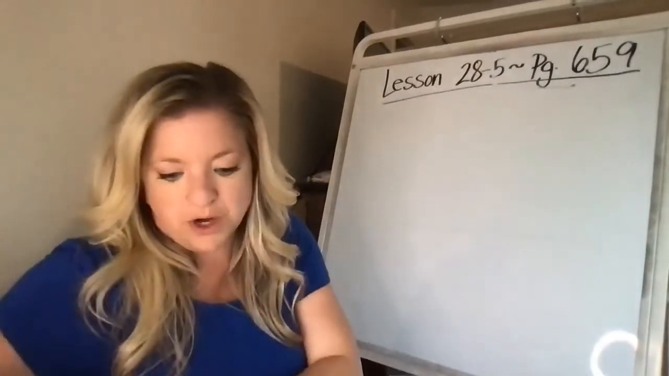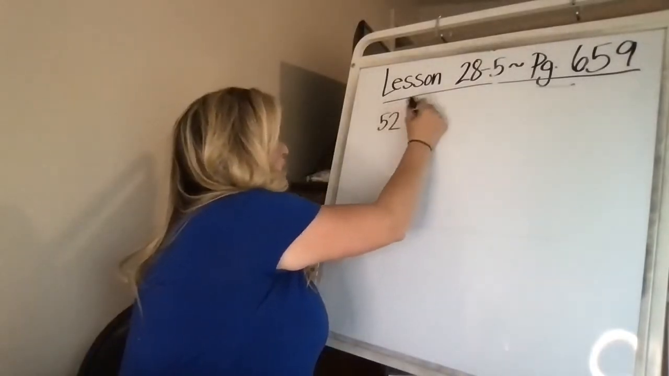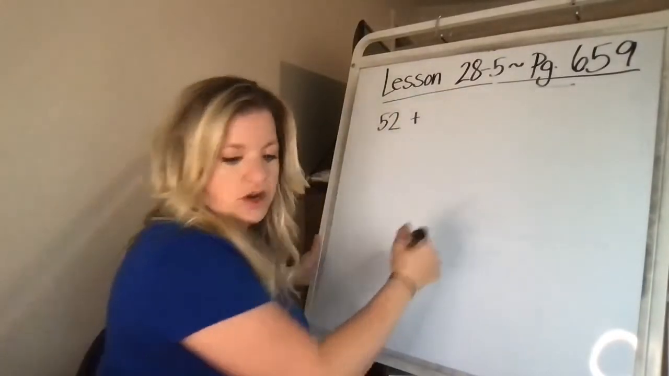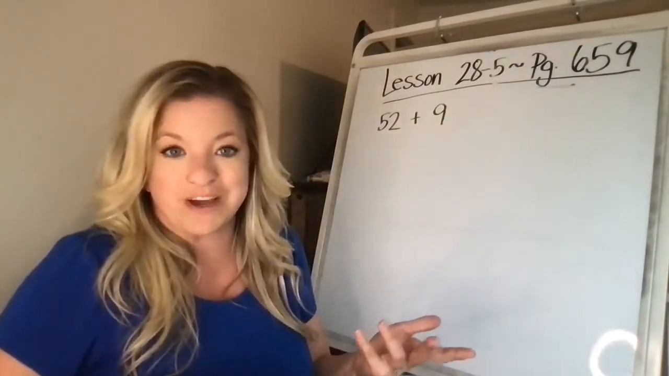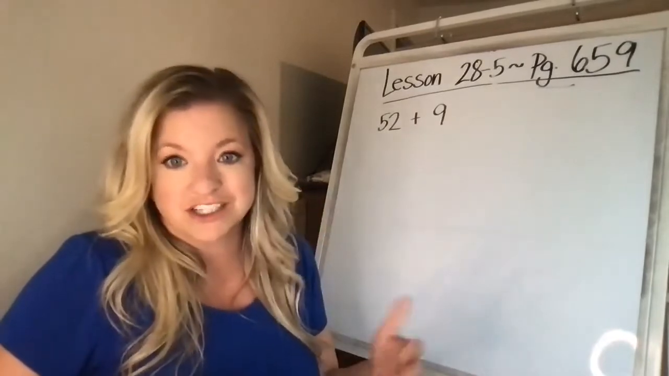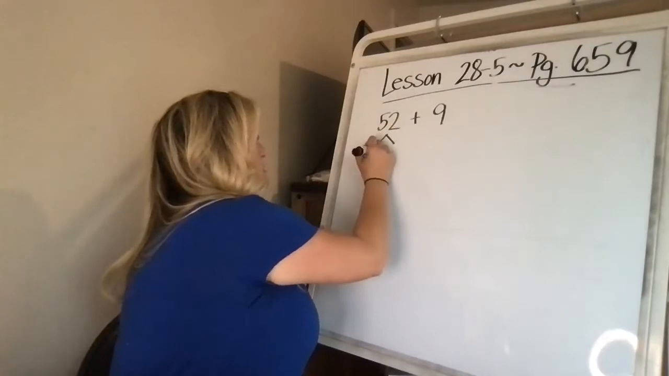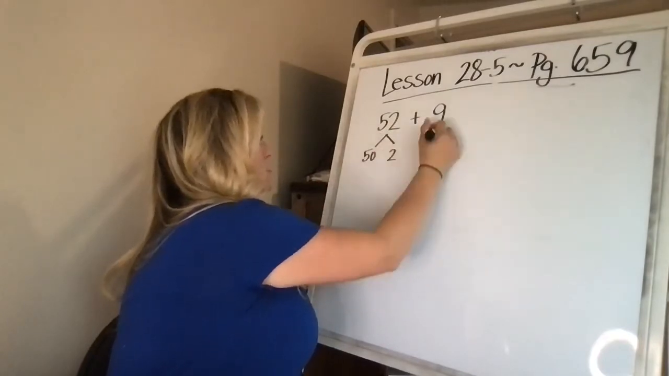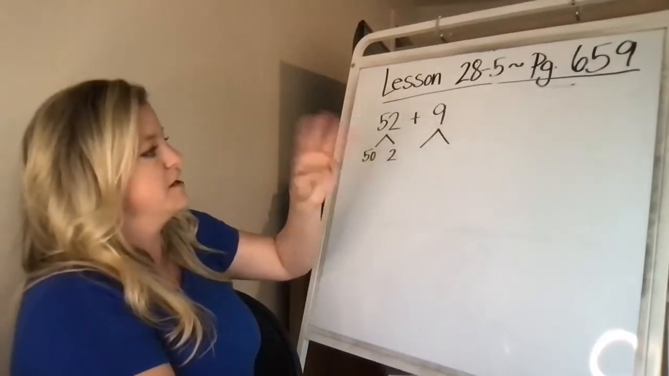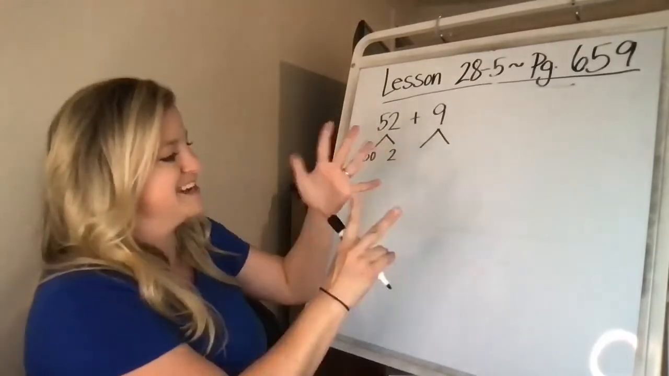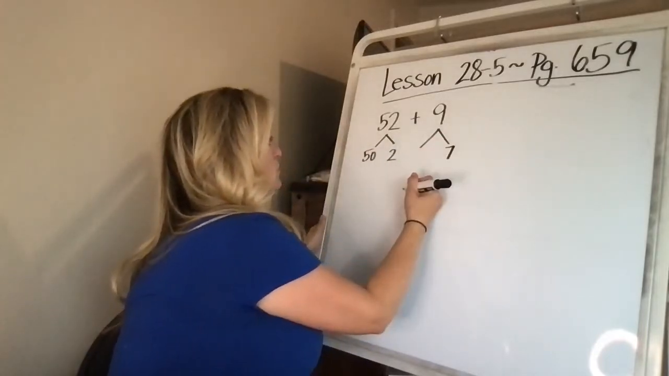Okay, number 2. Hamal picks 52 strawberries. Umi picks 9 strawberries. How many in all? Okay, I'm going to do it both ways again because it's great practice for you to work on those different strategies. So I have 52. I'm going to do 52, 9, 2, 3, 4, 5, 6, 7, 8, 9. So there's 7 left over.